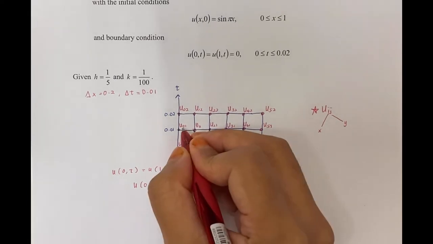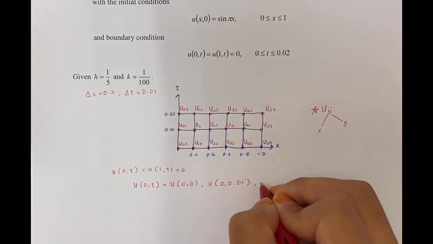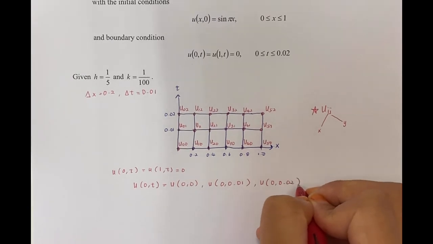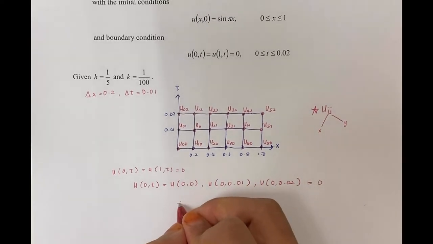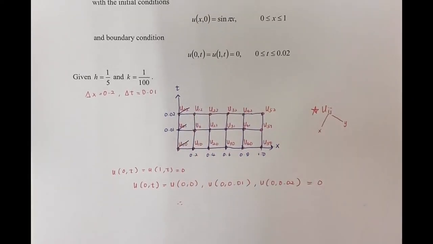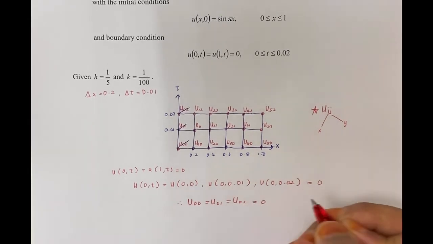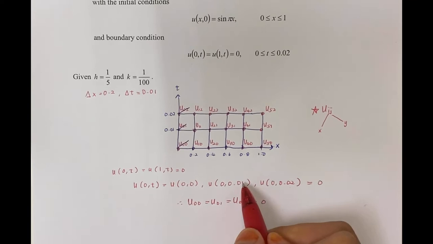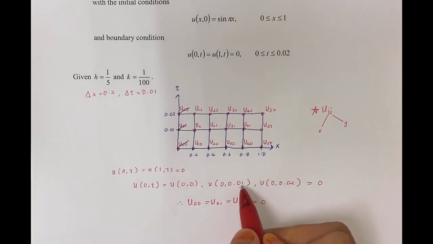and you may have u(0,0.01), and u(0,0.02), these 3 points. Okay, so t can be any value while x is equal to 0. Then all of this is equal to 0. So you can conclude that these 3 points, u00, u01, u02, are equal to 0. Do not confuse them. When you write u(0,0.01), it is the coordinate x equal to 0, t equal to 0.01. If you write u00, u01, u02, it refers to the position. Okay, this is the coordinate, this is the position.